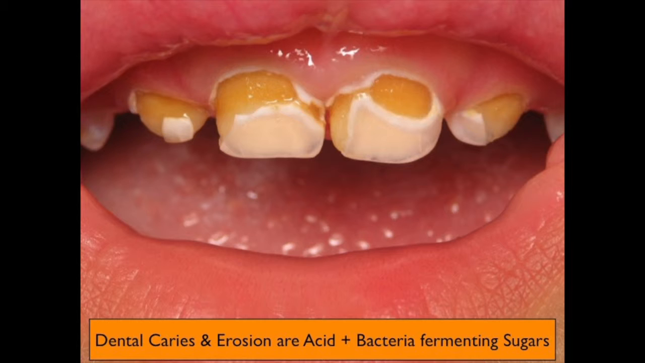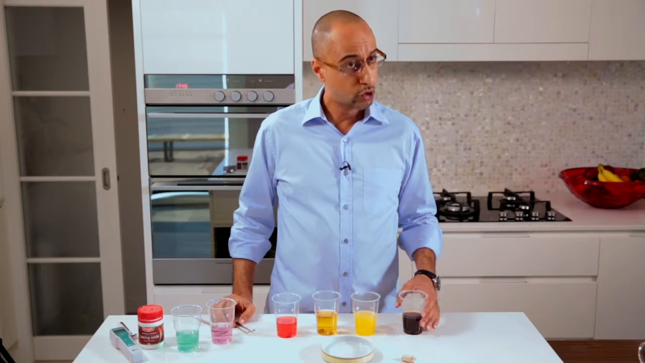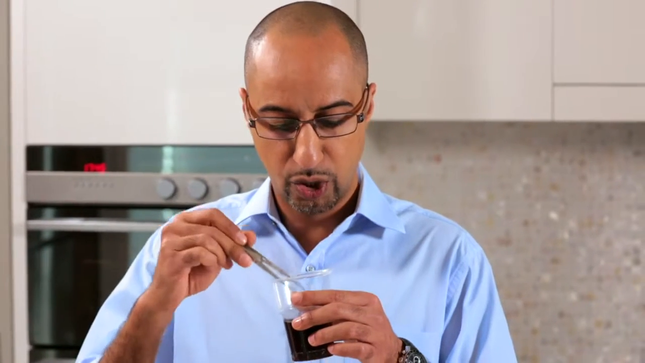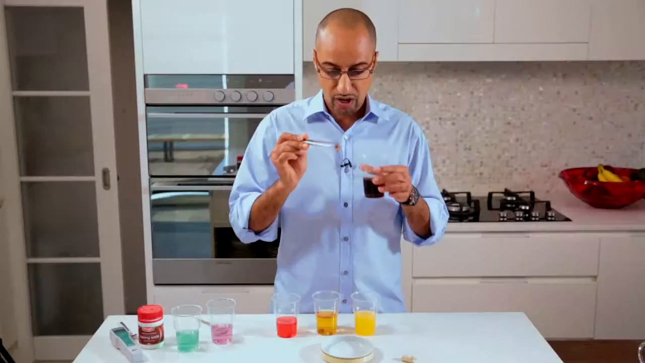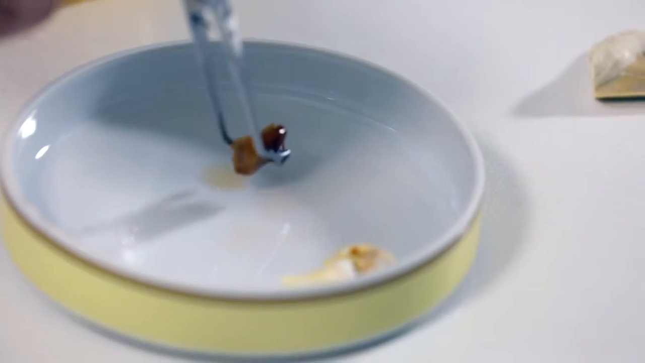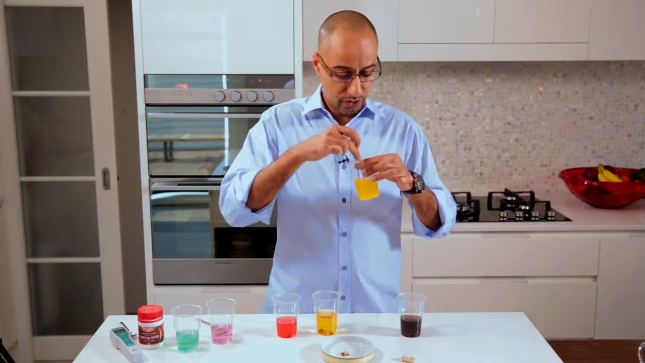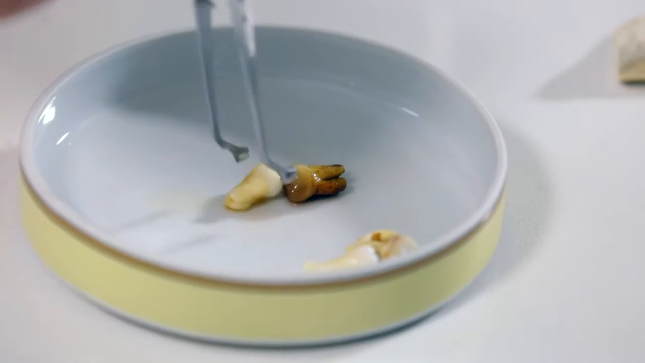and that's what happens when acid attacks our teeth. So let's see what happens when we soak normal human teeth in some very common drinks. This is a cola drink, and the color change is because of the acid driving that color through the tooth. And this is common everyday orange juice. A more subtle color change there.